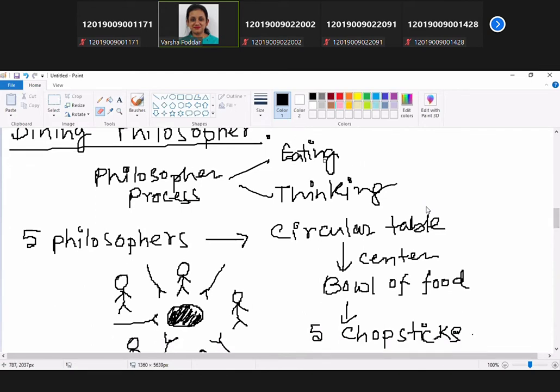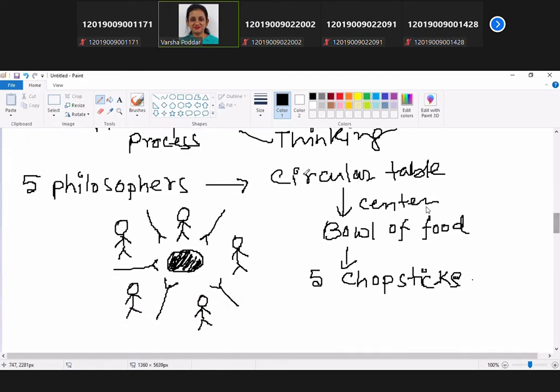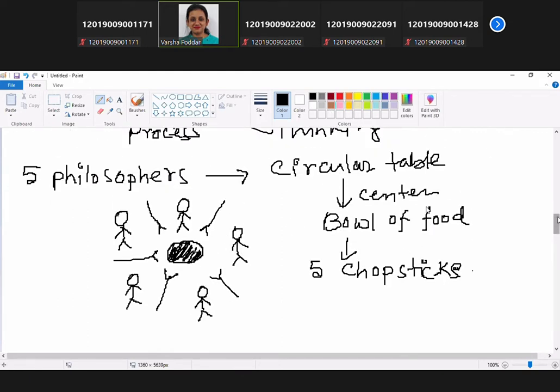Two processes, philosopher processes: we have either an eating process or a thinking process. Philosophers are arranged around a circular table. In the center of the table is the food that they will eat while they are not thinking. And we have 5 chopsticks. This is the situation that I have drawn.